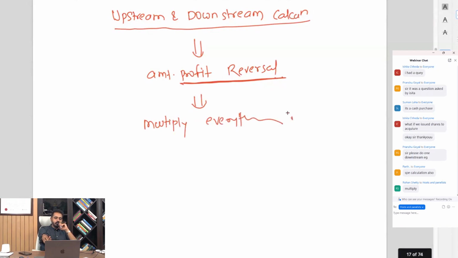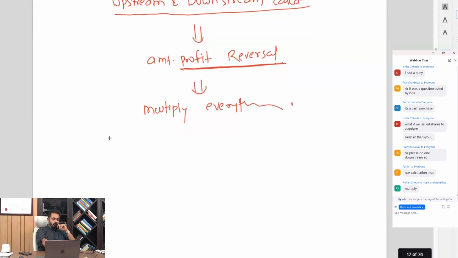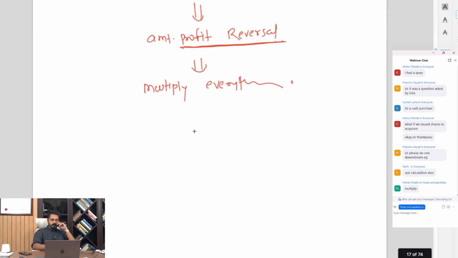This will work in most of the cases. Okay, everything that you see on the paragraph, you want to multiply them. All right. Now, what do I mean by this? So what do I even mean by upstream and downstream calculation? So here is what I mean by this.